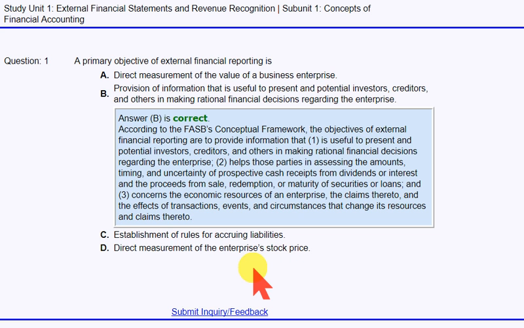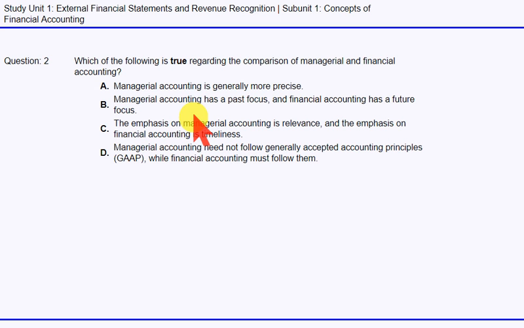Next, which of the following is true regarding the comparison of management and financial accounting? Management accounting is generally more precise. Financial accounting is more precise. Only financial statements, five financial statements. Managerial accounting has a past focus. Incorrect. It has a future orientation. Wrong. The emphasis on management accounting is relevance, and the emphasis on financial accounting is timeliness. No. Management accounting has to be timely for decision making. Financial accounting, you get financial reporting after a year when the year is closed.